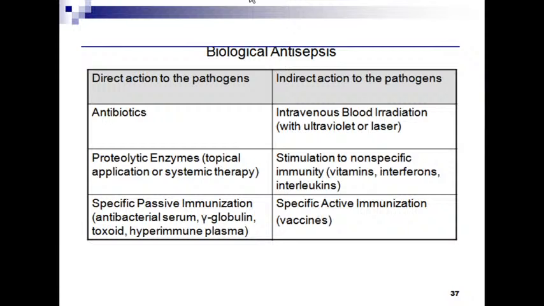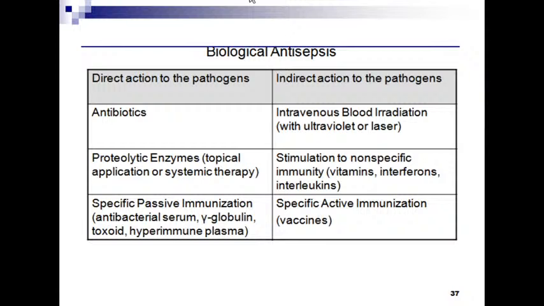Specific passive immunization includes antibacterial serum, gamma globulin, toxoid, and hyperimmune plasma. All these drugs contain antibodies against infection, against pathogens. We have anti-staphylococcal immunoglobulin, anti-streptococcal immunoglobulin, anti-E. coli immunoglobulin, and we can use them for passive immunization. It means we can give additional donor antibodies to the recipient, to our patient, if the immune system of the patient is significantly suppressed and cannot produce its own antibodies. We can restore the pool of antibodies by donation of external mediums.